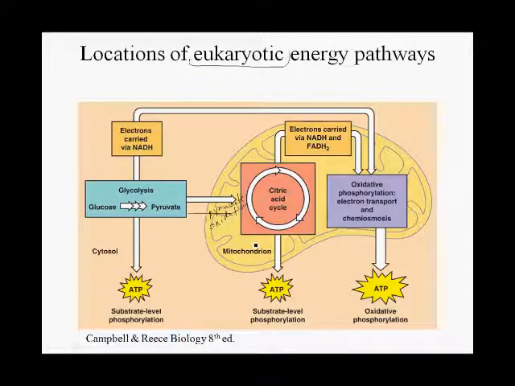occurs in the mitochondrial matrix. Okay? So pyruvate oxidation occurs in the mitochondrial matrix. The citric acid cycle occurs in the mitochondrial matrix. So the pyruvate from glycolysis in a eukaryotic cell has to enter the mitochondrion for anything else to happen.